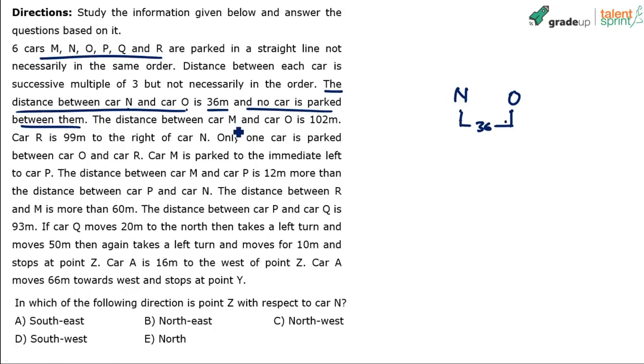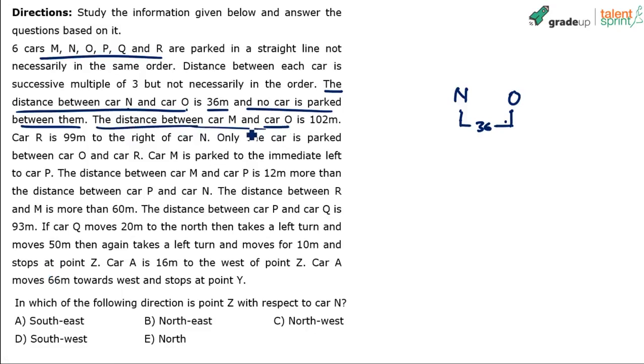Next point, the distance between car M and car O is 102 meters. Now comes the question. We have already got car O marked here on the paper. He says the distance between car M and O is 102. Now the question that comes up is: is car M on the left hand side of car O or on the right hand side of car O? That is not known to us. But what do we do? An easier way to deal with it is to take one case where M is on the left of O, the other case where M is on the right of O, and try out both possibilities. So we are getting 2 cases now.